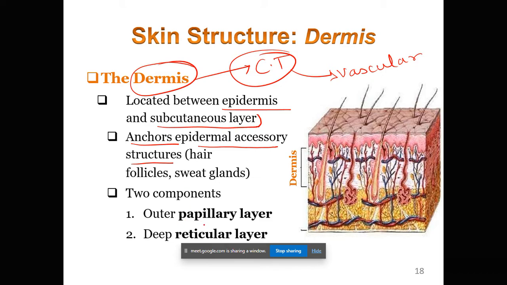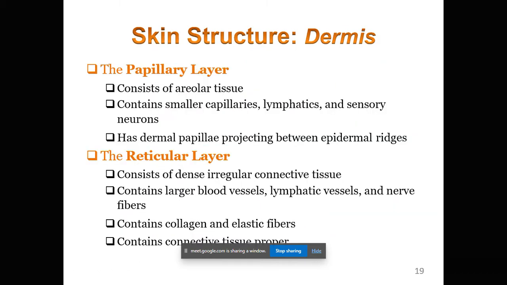So it has two components. The outer component is the papillary layer, and the deeper component, which is closer to the subcutaneous layer, is called the reticular layer. The papillary layer is located in the vicinity of the epidermis, and the reticular layer is present at the boundary of the dermis and the hypodermis or subcutaneous layer. So let's see what the papillary layer is.